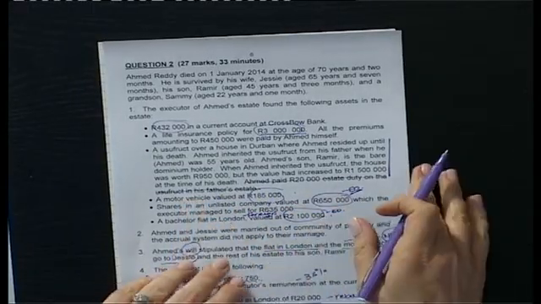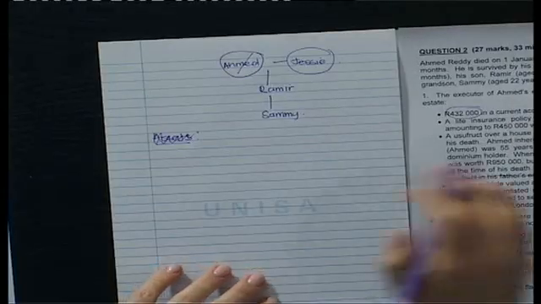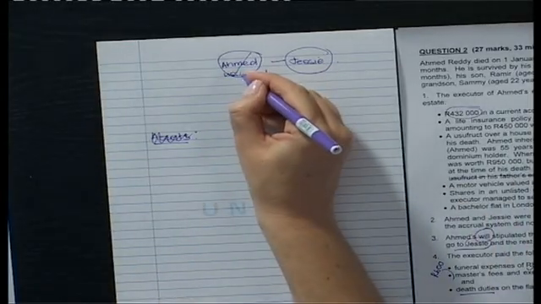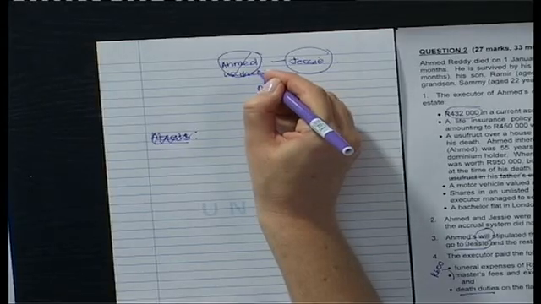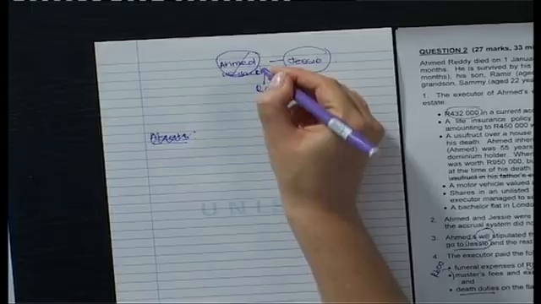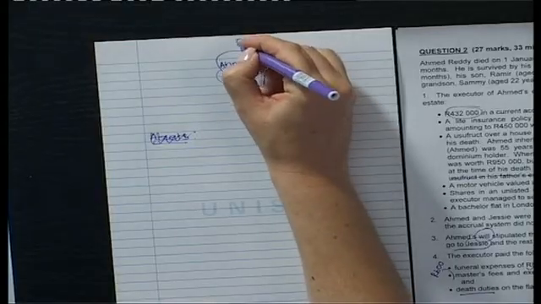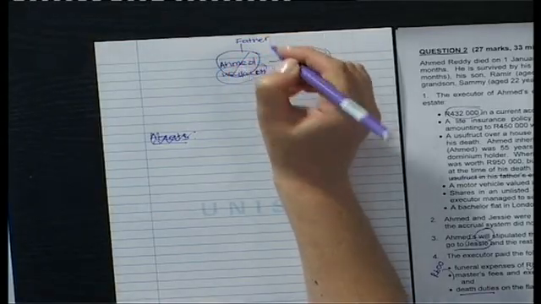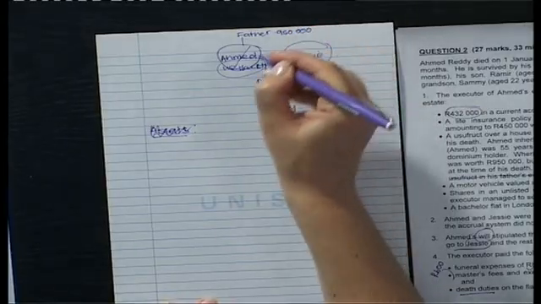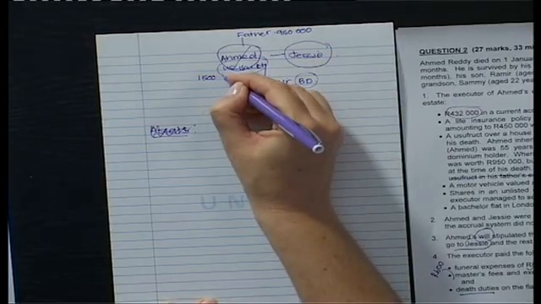Let's go back to our little diagram. The parties involved here are Ahmed, who is the usufruct holder, and Ramir, who is the bare dominium holder. Ahmed got it from his father. At that time, the property was worth 950. It is now worth 1.5 million Rand.